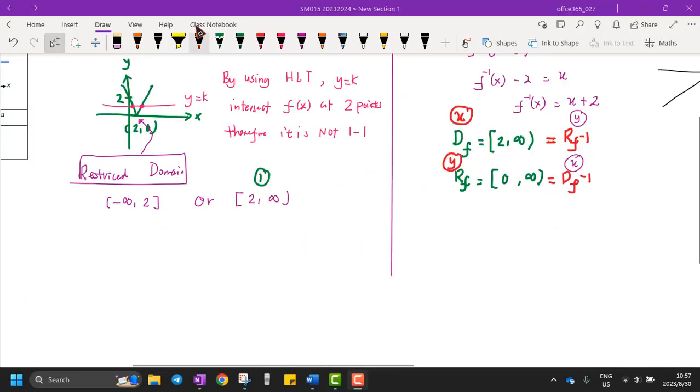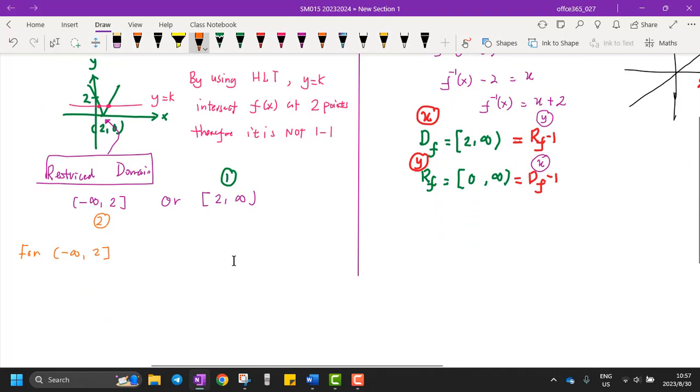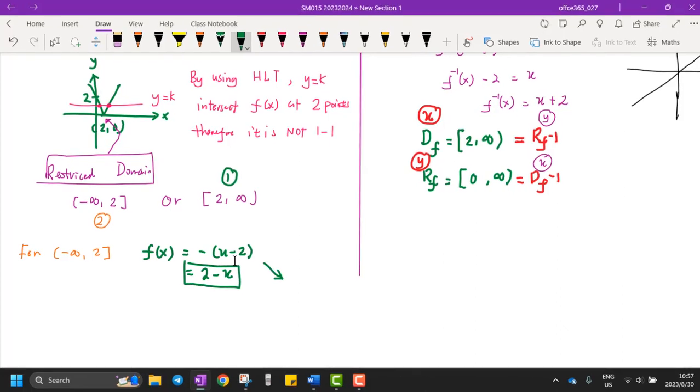Okay, for the second case, the domain is from negative infinity until 2. So from the definition of the absolute function, we look back here. We were choosing x less than 2, then the function is negative (x minus 2). So we will rewrite again. Therefore, f(x) equals negative (x minus 2), or we can simplify it as 2 minus x. So from here, 2 minus x, obviously the graph will be going down.